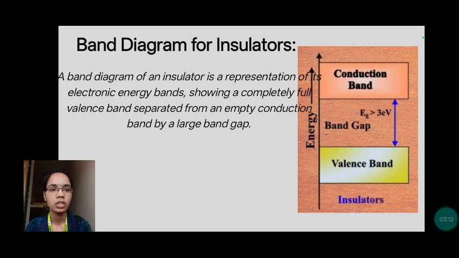Band diagram for insulator. A band diagram of an insulator is a representation of its electronic energy bands, showing a completely full valence band separated from an empty conduction band by a large band gap. Band diagram for insulators: valence band, conduction band, band gap, Eg greater than 3 electron volt.